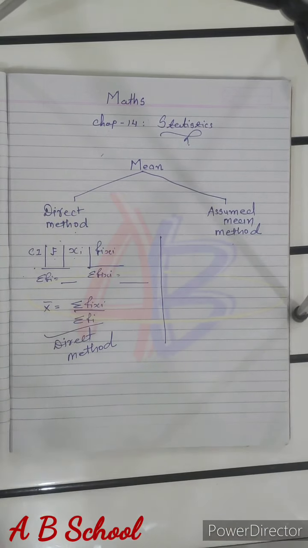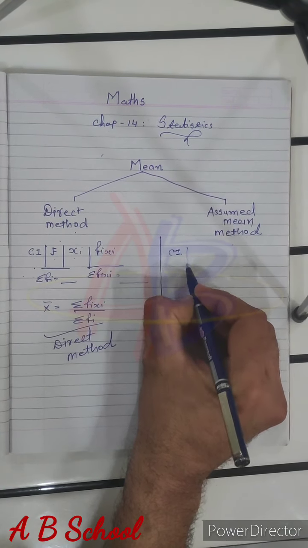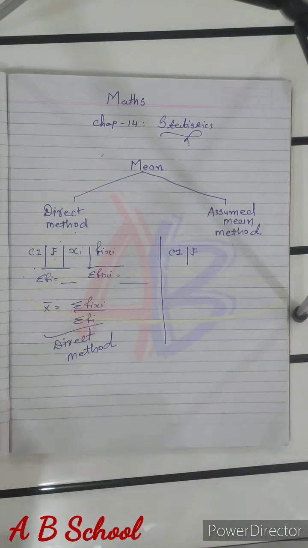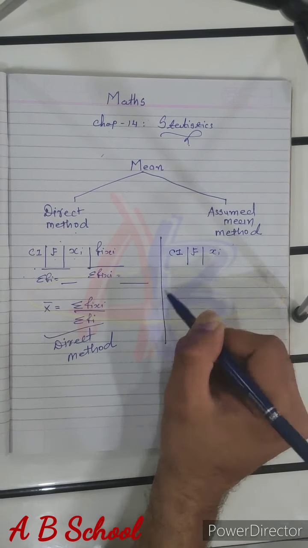So we'll have class interval in that and we'll have frequency in that. Same way we'll find the xi, upper limit of the class plus lower limit of the class divided by 2. Now from xi we are going to suppose one value as assumed mean. We'll denote that as letter A. So that is assumed mean.